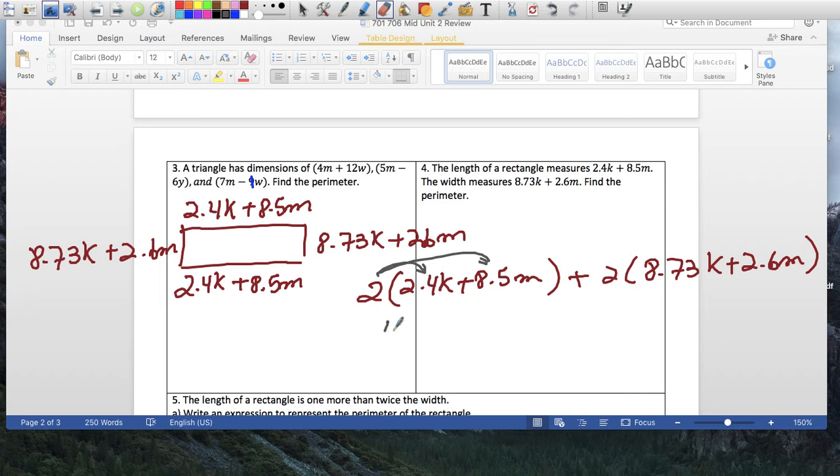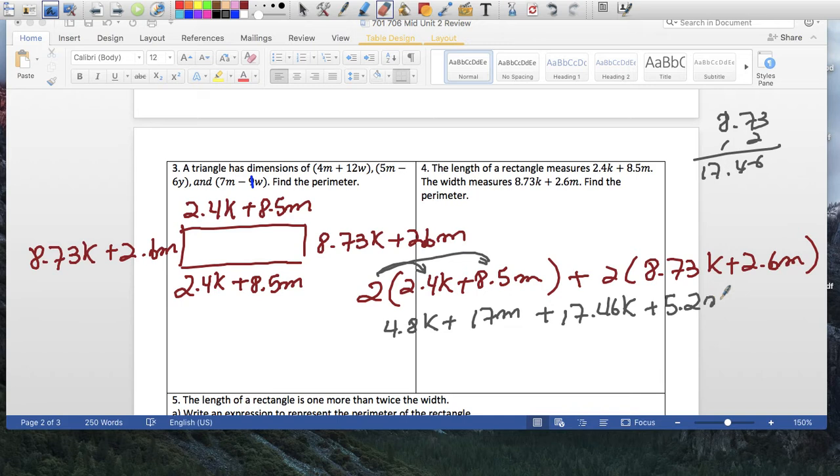Now if I apply the distributive property, this is going to be 4.8k plus 17m, plus, and then you multiply these two. 8.73 times 2 is 17.46k, and then 2 times 2.6, that one's easy, it's 5.2m.